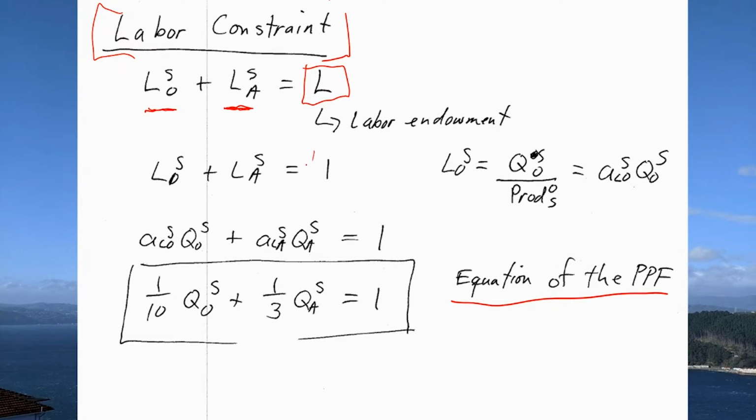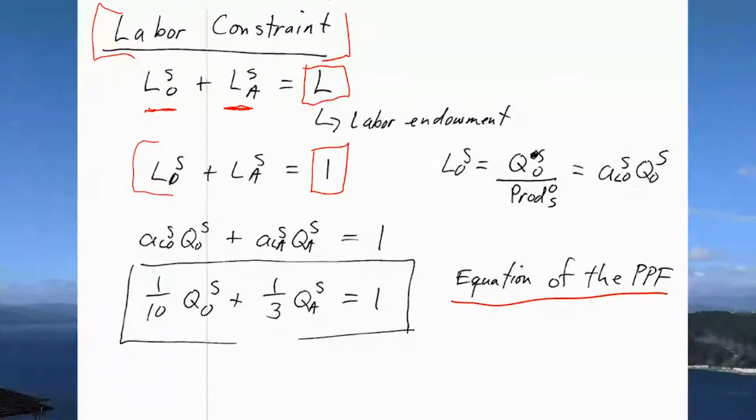Okay, I plug in here the amount of labor endowment, which is 1. That simplifies it a little bit and puts it in the context of the assumptions I've presented previously. But we're also going to rewrite this labor constraint by substituting for the labor inputs, LOS and LAS.